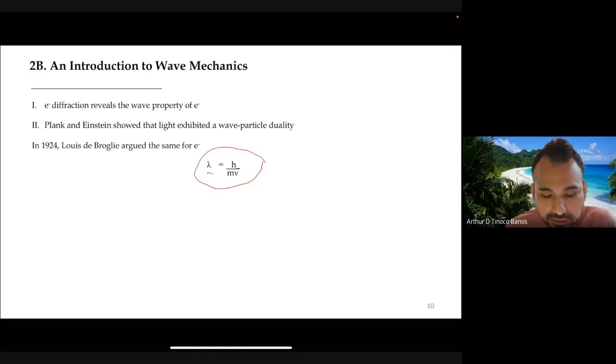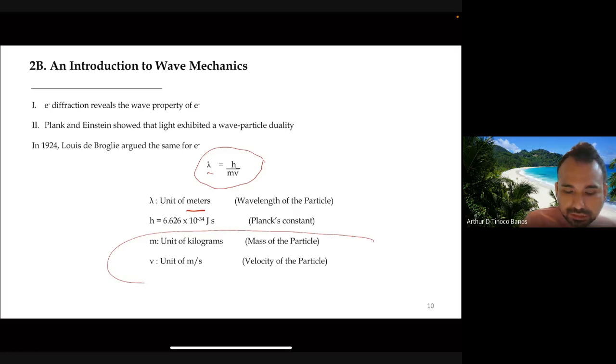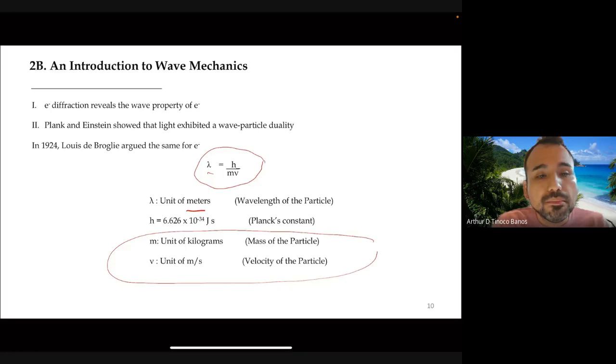All right, so let's define this a little bit more closely. We have the unit of meters for the wavelength. We have Planck's constant. But in addition to these terms that we associate with energy, we also have two additional factors to consider. m, which corresponds to the mass of the particle, and v, which corresponds to the velocity of the particle. So here we have the combination of these two features, the particle nature, but also the wave property.